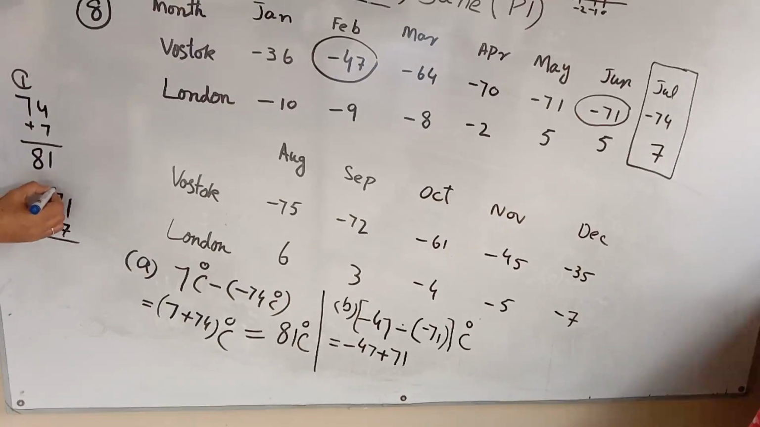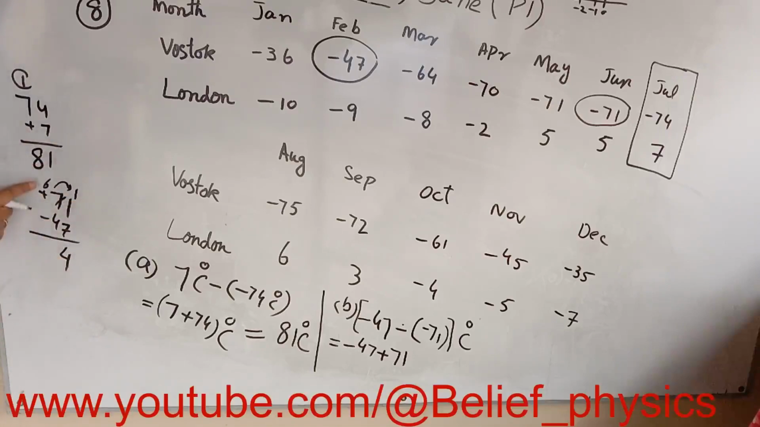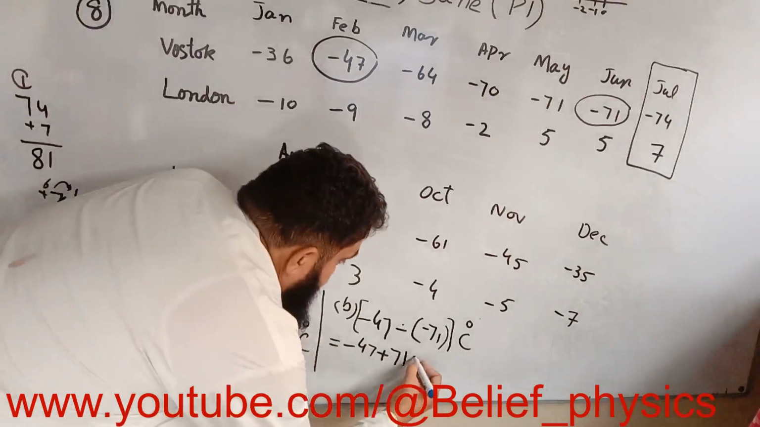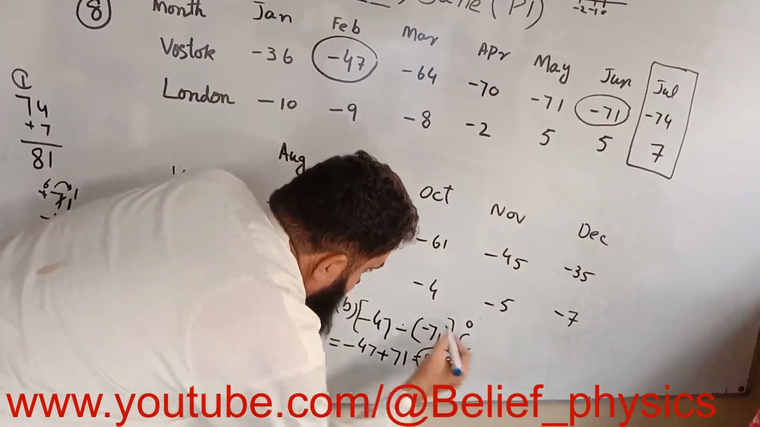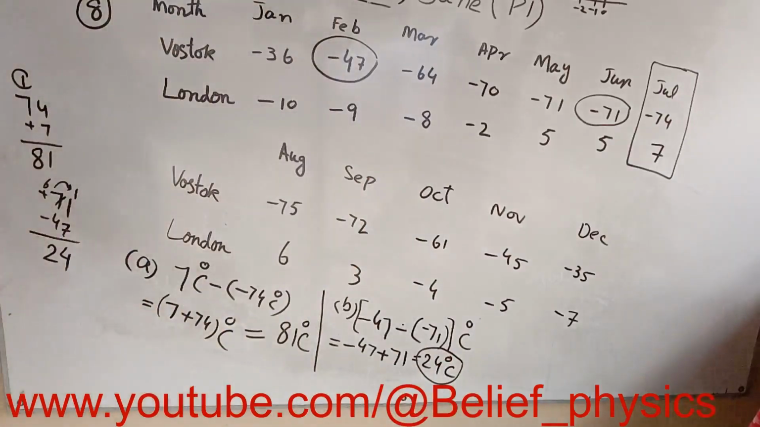We can borrow 1 here. This will become 6 and this will become 11. Please remember that we are not supposed to use the calculator here. So it will become 11. 11 minus 7 is 4. This is 6. 6 minus 4 is 2. So the answer will be 24 degrees centigrade. So the difference in temperatures of Vostok in February and June is 24 degrees centigrade. So this completes our question number 8.